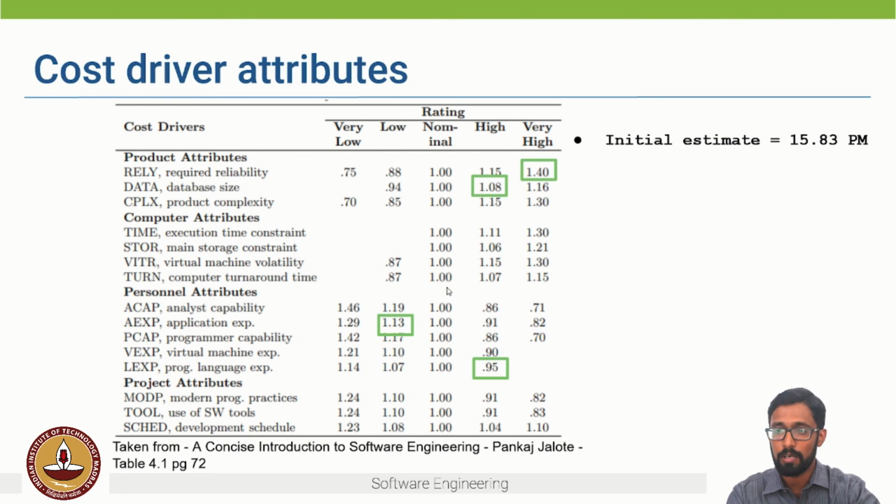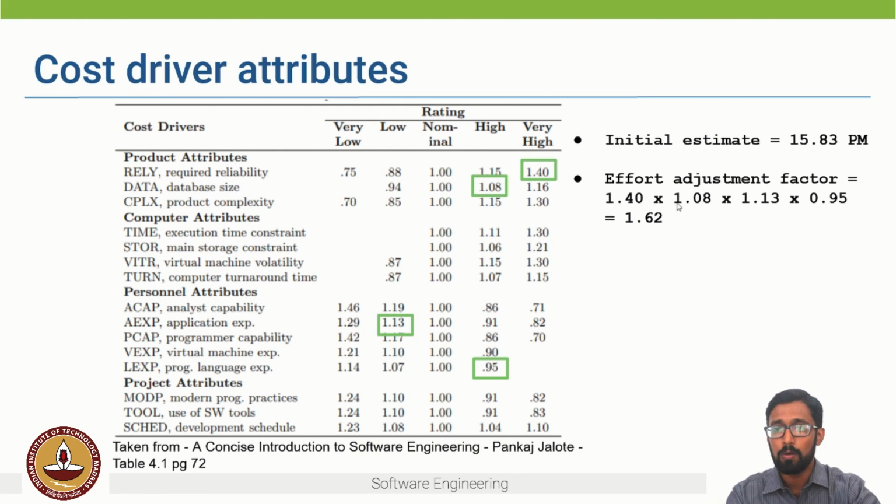So let's recall that our initial estimate was 15.83 person months. Now I take these cost drivers, multiply all of them together, and this gives me the effort adjustment factor, which is 1.62. And now my final estimate is calculated by multiplying the initial estimate with this effort adjustment factor. And so I get a final estimate of 25.65 person months.